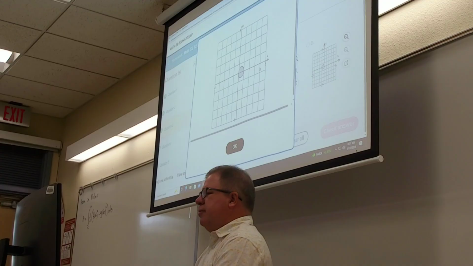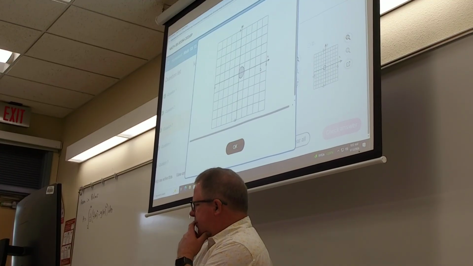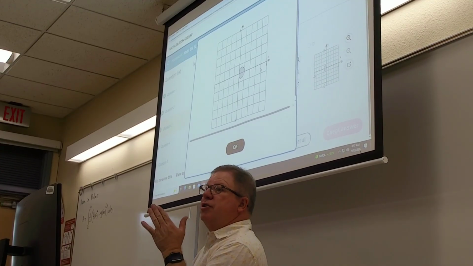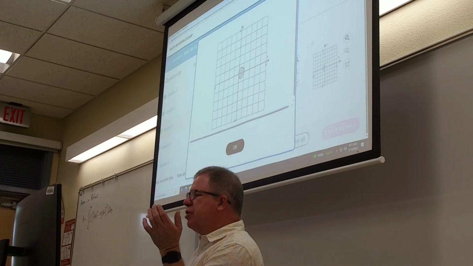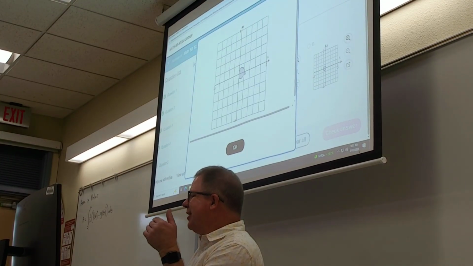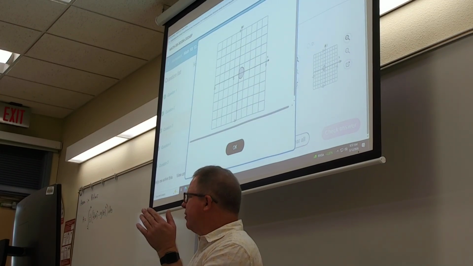All right, let's think about this. Our bounds are determined by theta. What theta has to do to generate this, what it has to begin at, and what it has to rotate through. Okay. What's that?